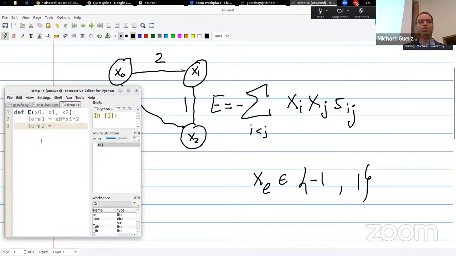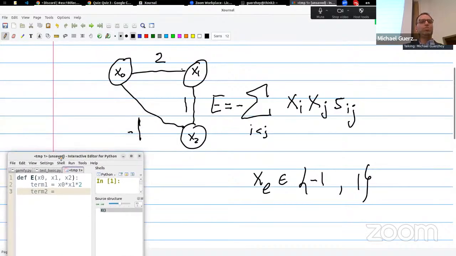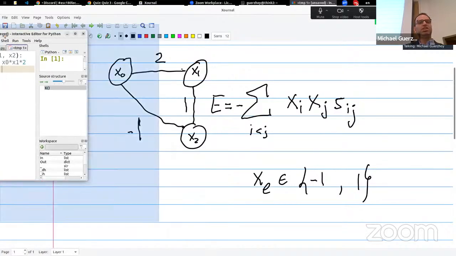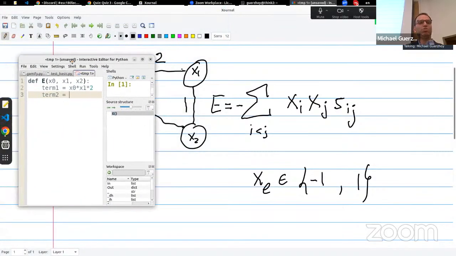And I'm going to compute term 2. Let's say that it's this guy. So that's going to be x0 times x2 times -1. And then term 3 is going to be the other one: x1 times x2 times 1. And then I want to return minus term 1 plus term 2 plus term 3.